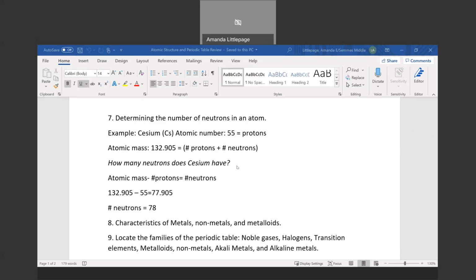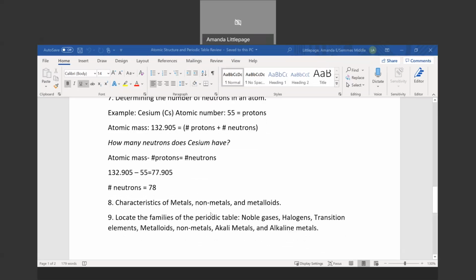Well, let's determine that. You take the atomic mass minus the number of protons, and that tells you the number of neutrons. So let's type it out. The atomic mass is 132.905. The atomic number is 55, so that means it has 55 protons. Do our math. We end up with 77.905, which we then round to 78. So this is how you would determine the number of neutrons in an atom.